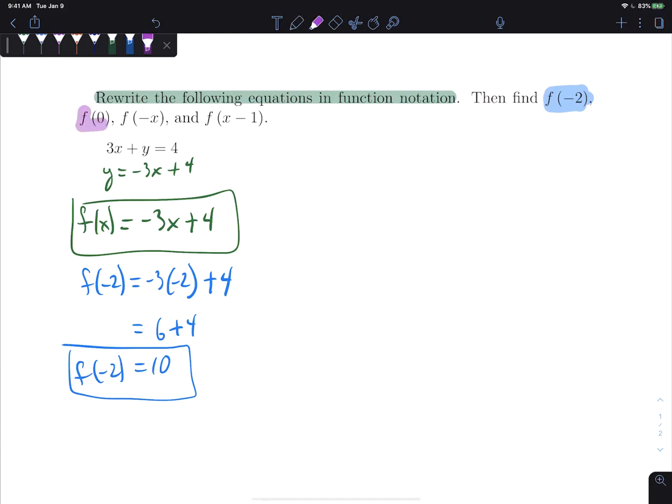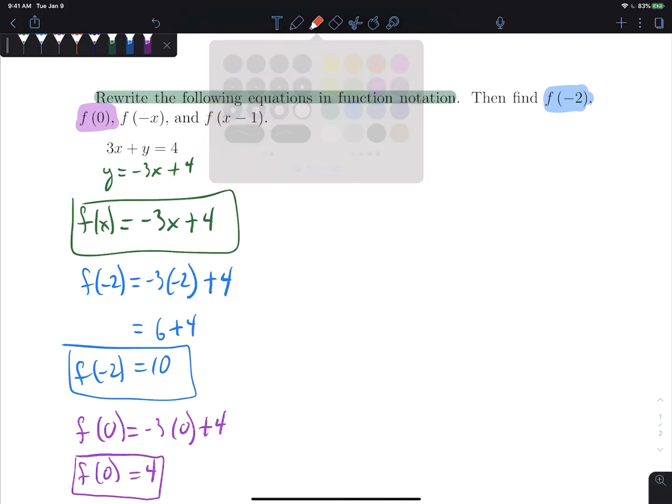Next, let's look at f of 0. F of 0 means go back to the original function, replace all x's with 0. So that gives me negative 3 times 0 plus 4. And simplify. Negative 3 times 0 is 0. 0 plus 4 is 4. So f of 0 equals 4.